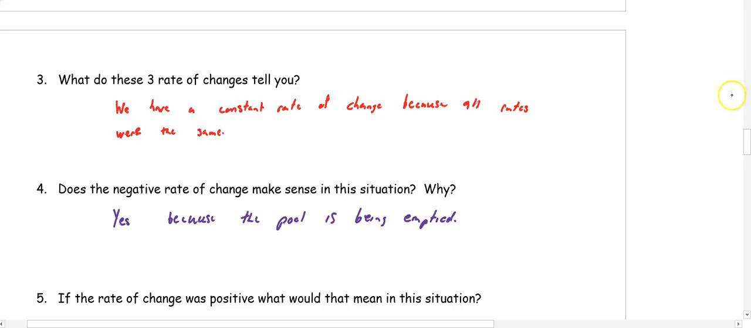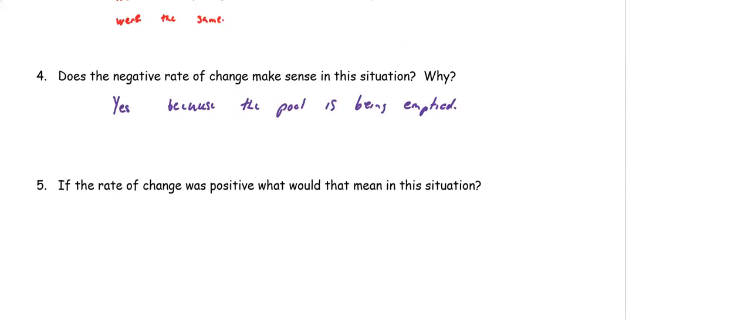If the rate of change was positive, what would it mean in this situation? Well, if it's negative, we're emptying the pool. So if it's positive, we would be filling the pool with water.